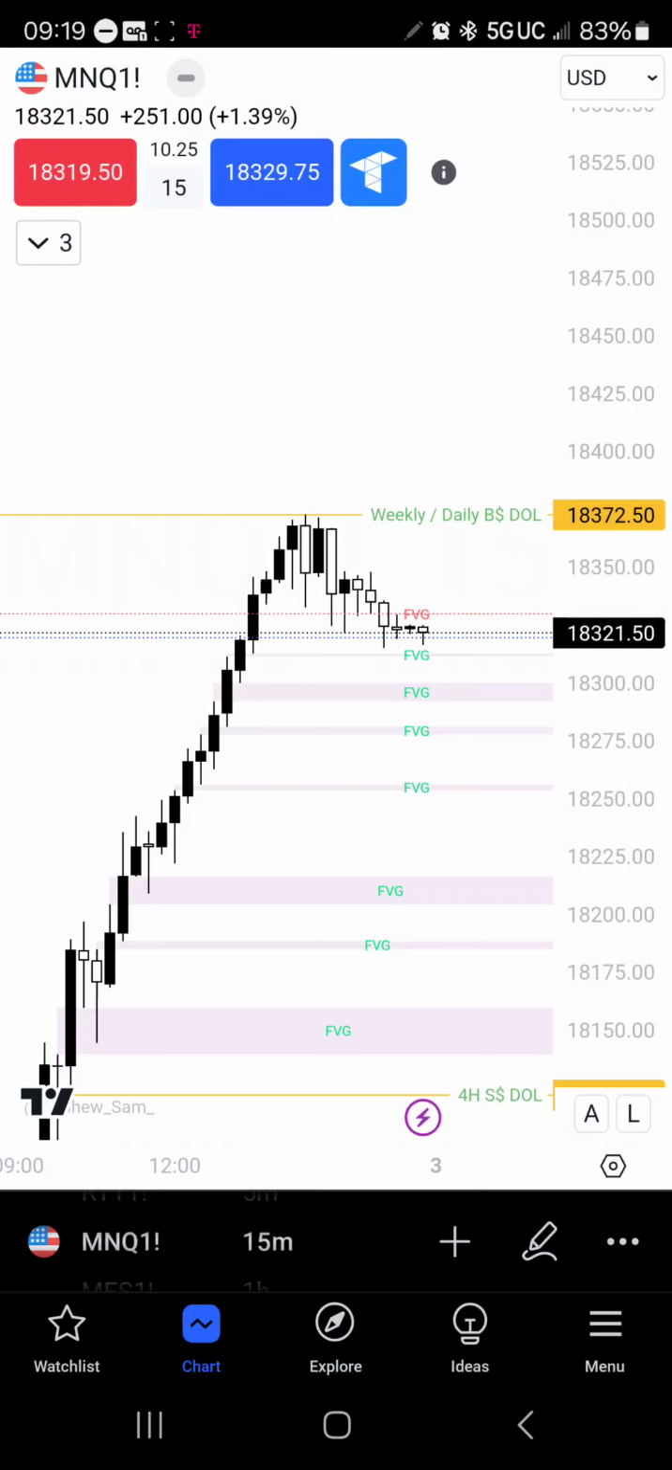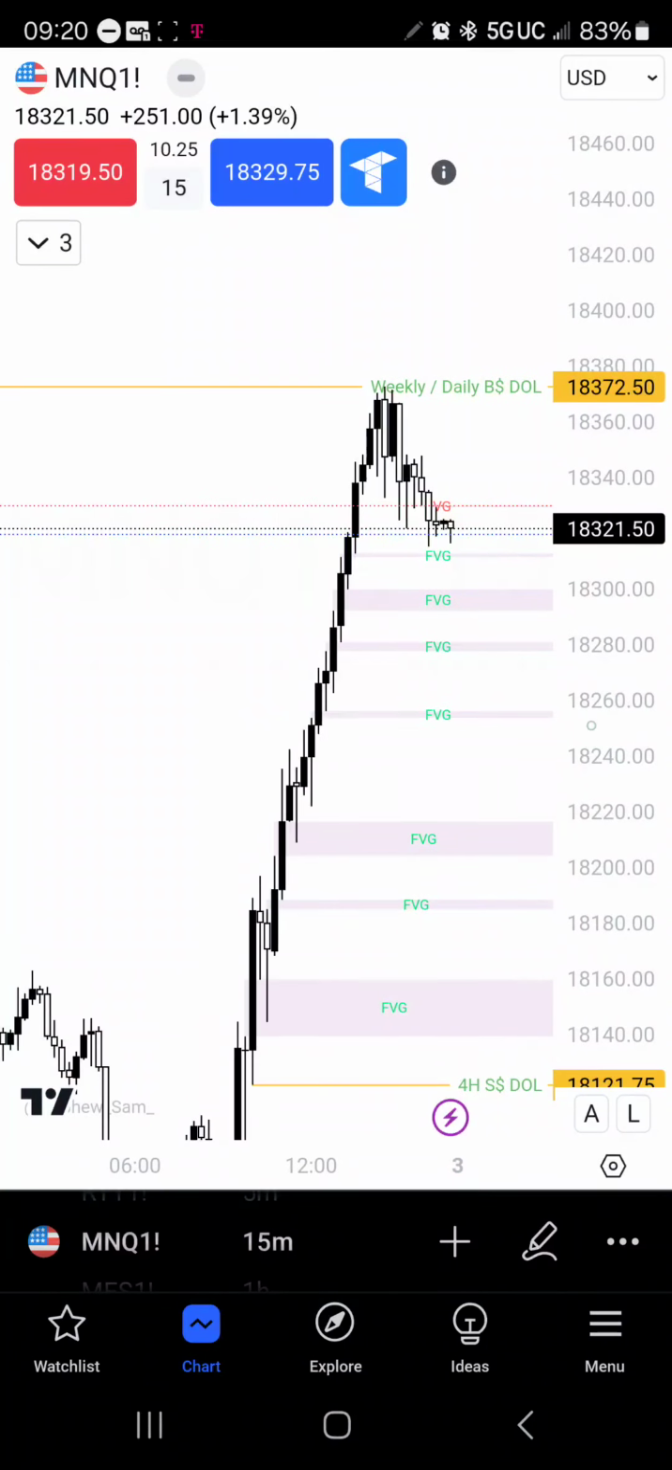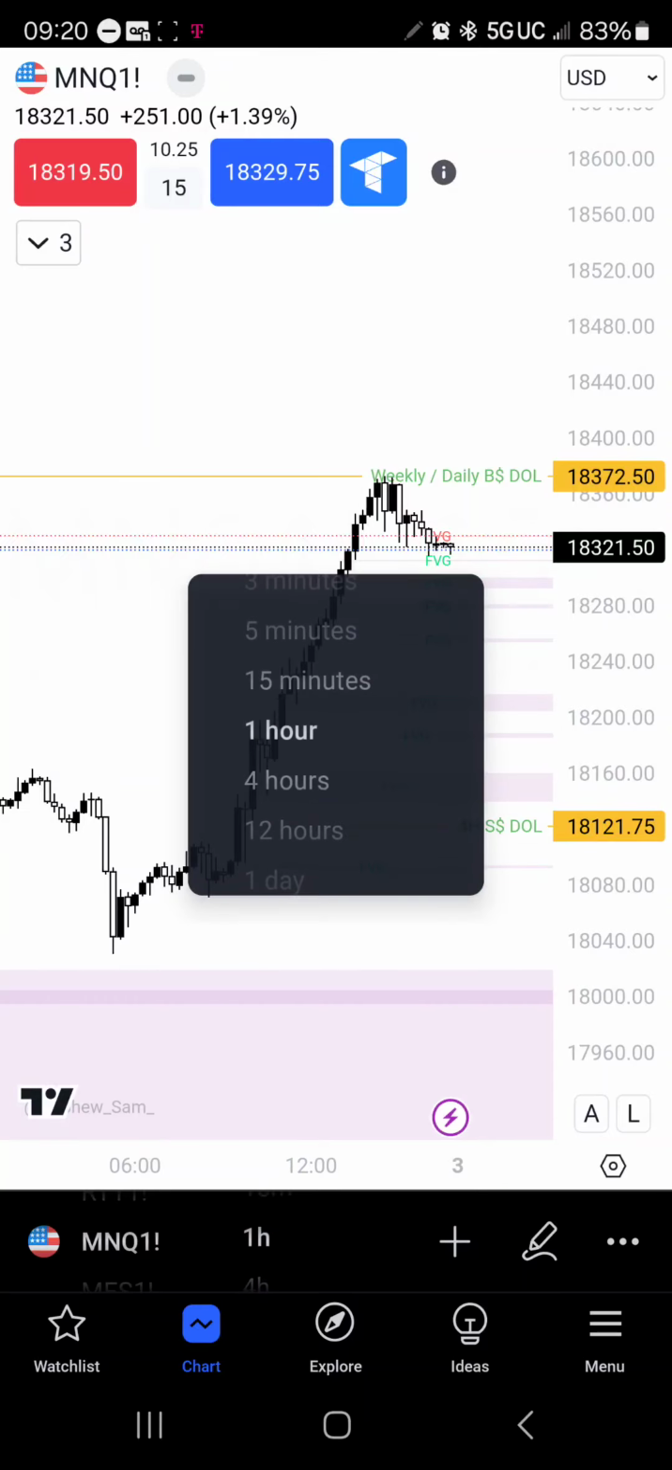As of right now, the market could just come down to any of these points and go up. But again, I would be more inclined to take sales once this low has been closed below, and then we possibly get some type of retracement before heading down, maybe to our 4 hour draw on liquidity. So I mean, that's pretty much it. That is all that I'm looking for.